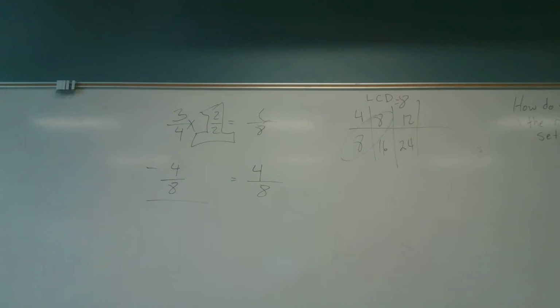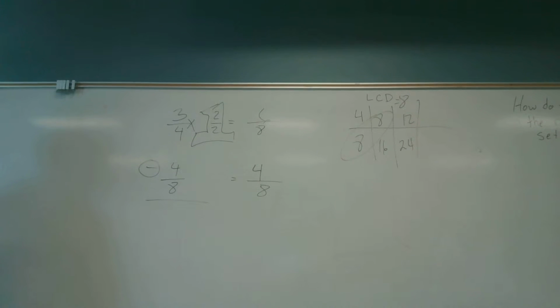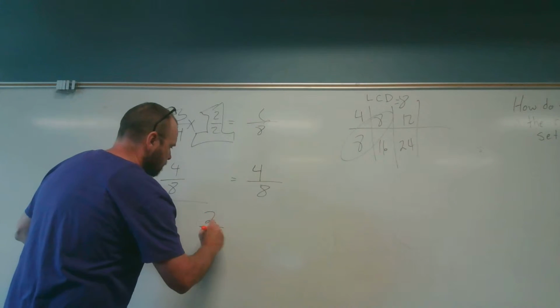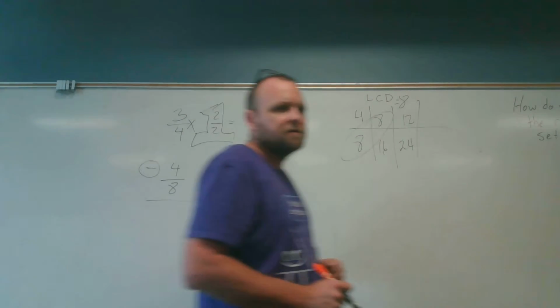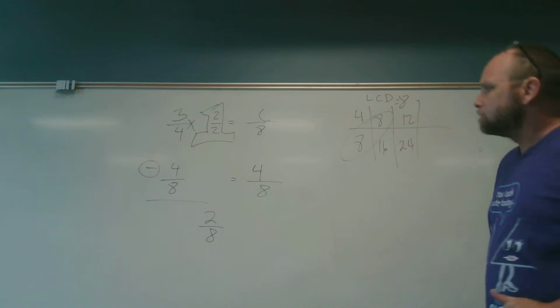I always make sure I go back and look at my sign, because I've graded some papers from the other class, and people added when they were supposed to subtract because they didn't go back and check their sign. 6 eighths subtract 4 eighths is what, Jacob J.? 2 eighths. Okay, so we have 2 eighths.